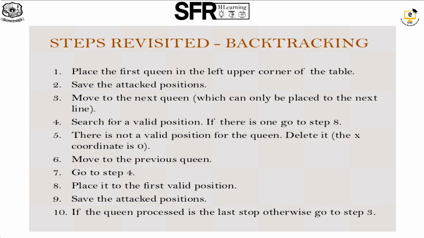And so finally we are going to revisit the steps. So first, step 1, place the first queen in the left upper corner, that is row 1, column 1. Save the attack positions. And then you select the next queen, place it and search for a valid position by placing it in column 2, for example, row 1, row 2, row 3, like that. And if it is not a valid position, then you move to the previous queen, and you repeat these steps in such a way that the 8 or n queens are placed in the correct positions. And then if you find that all the n queens have been placed in such a way that no queen is attacking each other, then we have found the solution. So we are going to stop.